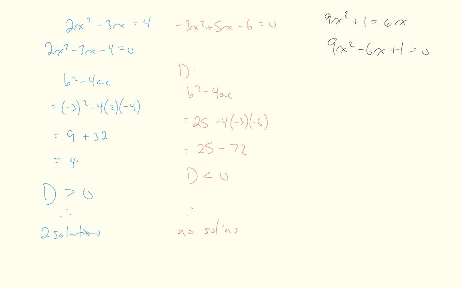The final one, let's just check. We're checking the discriminant. B squared minus 4ac, negative 6 squared minus 4 times 9 times 1, 36 minus 36 equals 0. If the discriminant equals 0, then we have one solution.